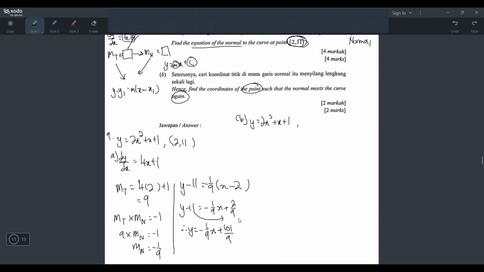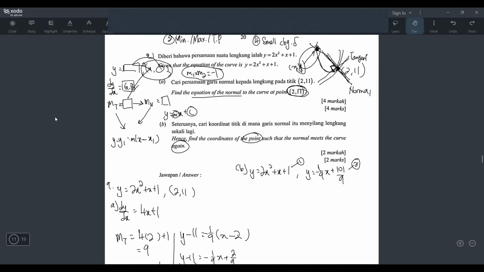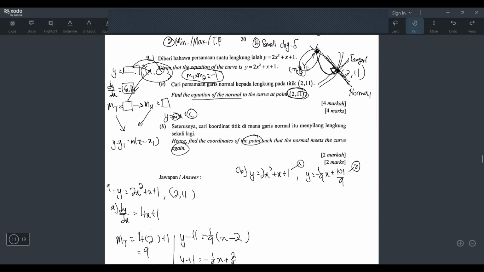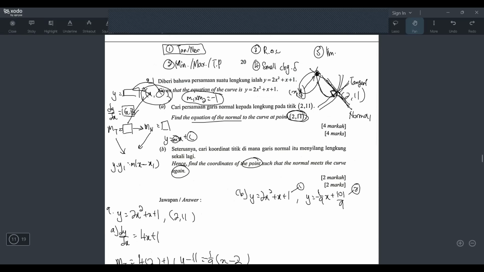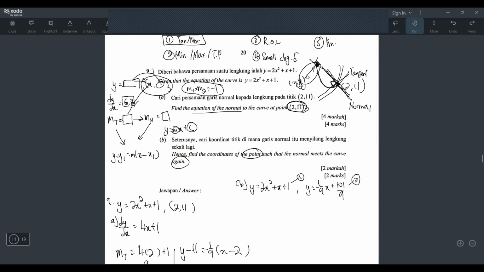And then do I have my normal line equation? Yes, -1/9 x plus 101/9. And then this is equation 1, this is equation 2, and then I do simultaneous. Why do I do simultaneous? Because that's how you find the intersection point. Whenever you find an intersection point and you have both equations, you will do simultaneous, right? But I'm sure that I will get two answers because there are two intersection points. One is at (2, 11), right? But I want the other one, right?